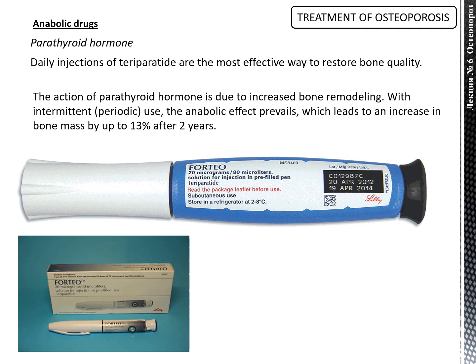There is such a form, very much resembling the form of taking insulin, a pen and daily injections. Here the drug is called Forteo, this is its commercial name. At the moment, this is the most effective way to restore the quality of the bone. The effect of parathyroid hormone is due to increased bone remodeling, and with intermittent periodic use, the anabolic effect prevails, which leads to an increase in bone mass, and quite actively, as the creators say. In 2 years it is possible to increase the mineral density of the bone by 13%.